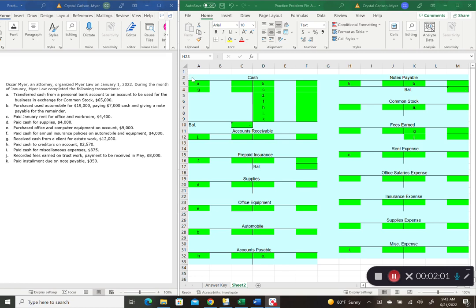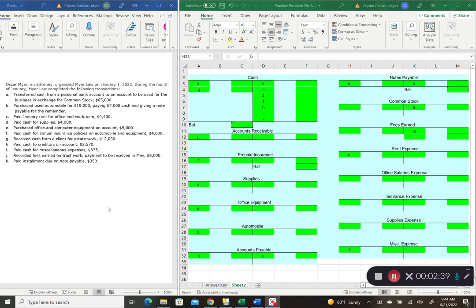So I went ahead and put the different letters corresponding to these transactions in here just for a little bit of ease for demonstration purposes. I'll go ahead and put the amounts in here as we're going through each particular transaction. But you can see where you need to fit in these transactions if you're working through this on your own. So in part A, he transferred cash from a personal bank account to an account to be used for the business in exchange for common stock of $65,000. So we're looking at this for recording purposes from the standpoint of the business, so from Meyer Law. So Meyer Law received $65,000 in cash.